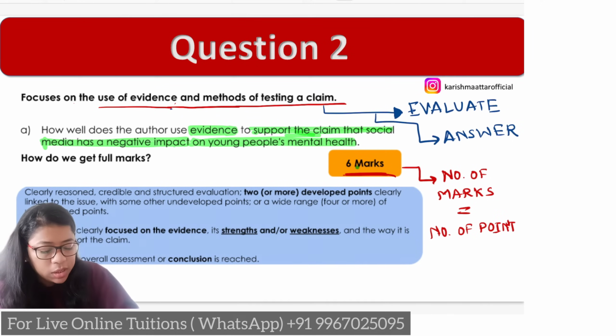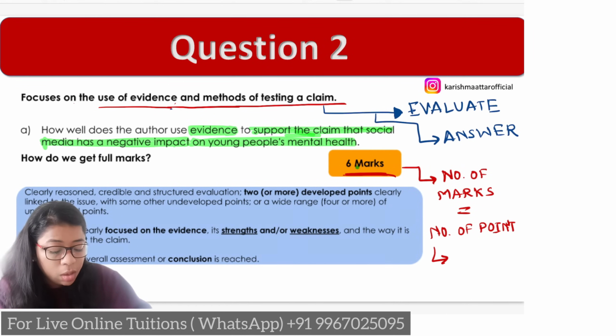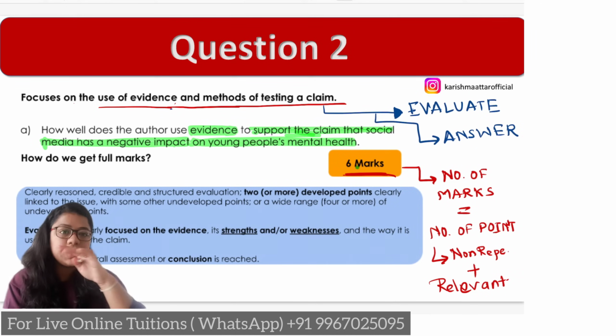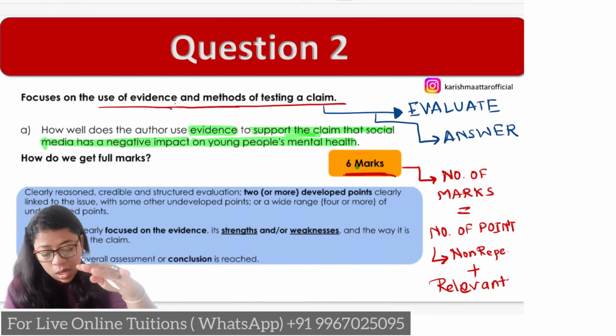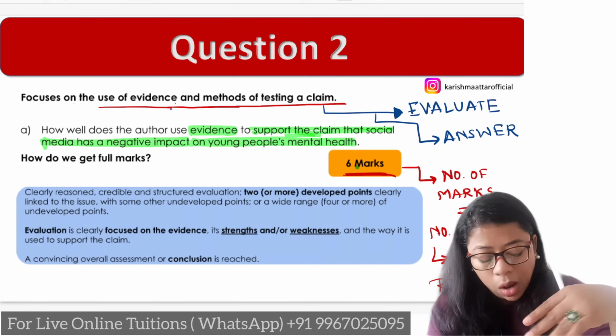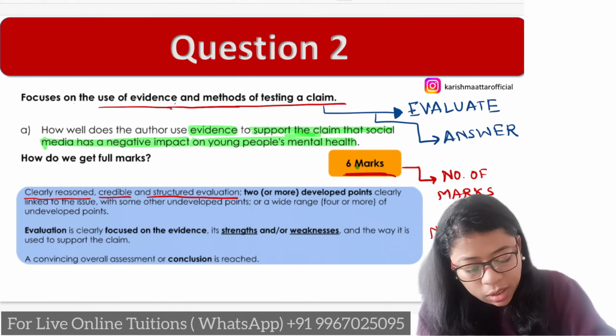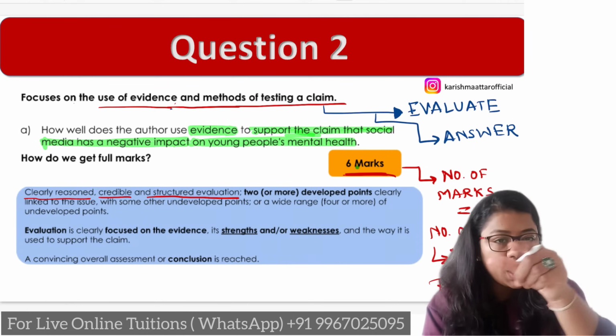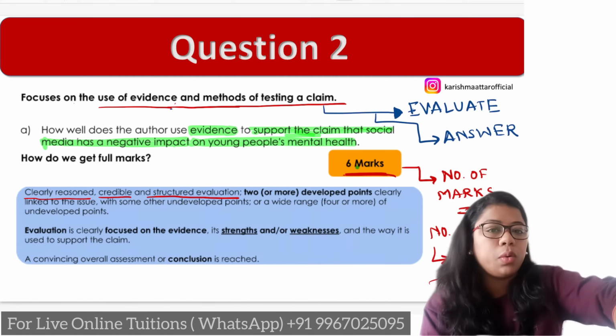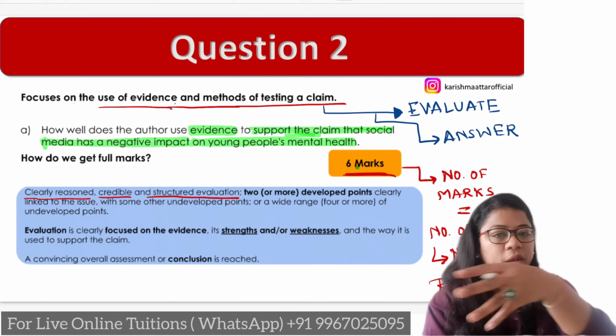Okay, why do this? Because in that case you will be able to write. A very important part here is to make sure the points are non-repetitive and relevant to the question. Again, to get full marks you need a clearly reasoned, credible and structured evaluation. So you have to pick up a point and then explain it in your own words. Point, explain.